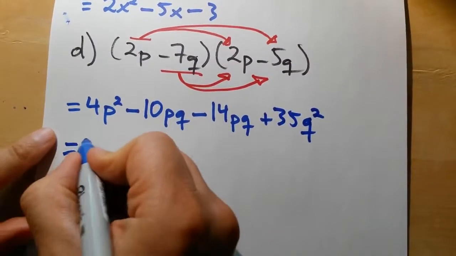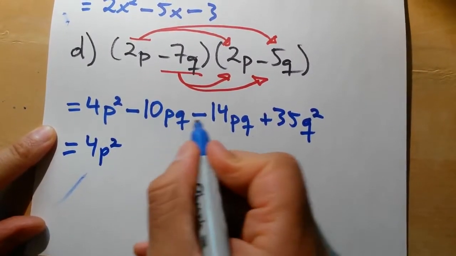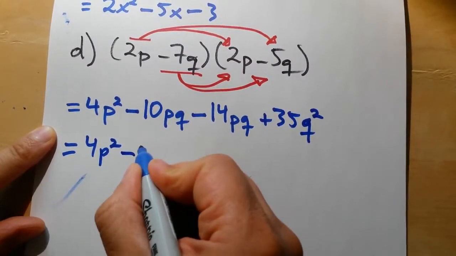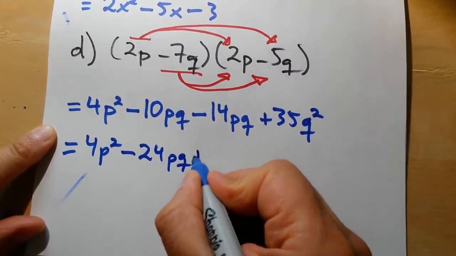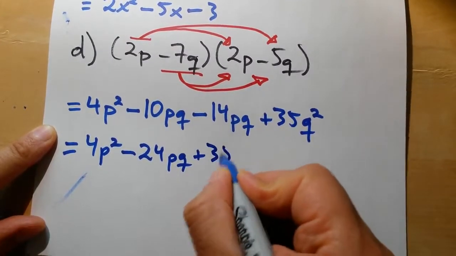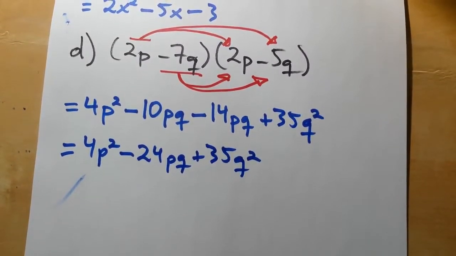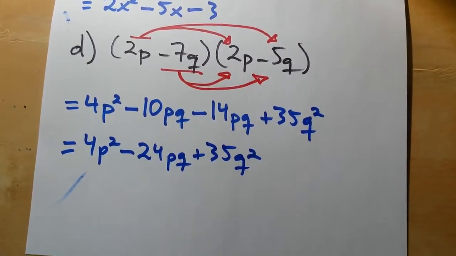Next, let's collect the like terms. We have 4p squared minus 10pq minus 14pq. That gives us minus 24pq plus 35q squared. And we're done with that one. No like terms here, they're all not alike. So we are done with that one.